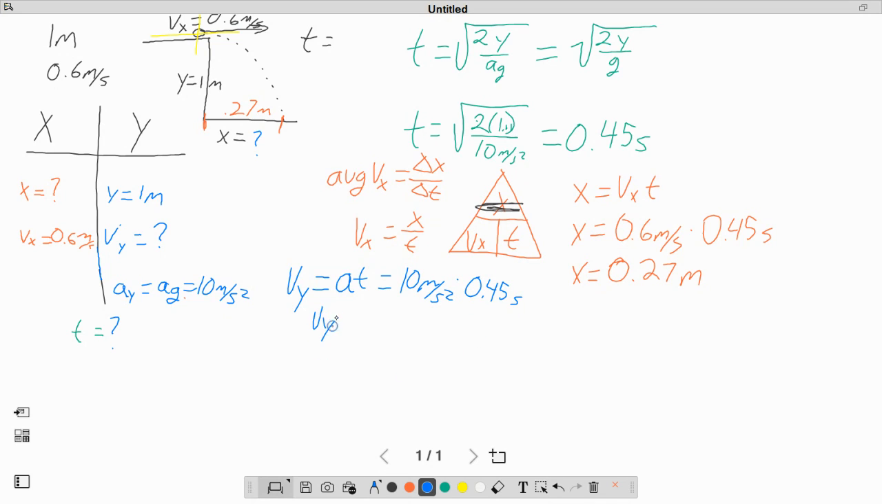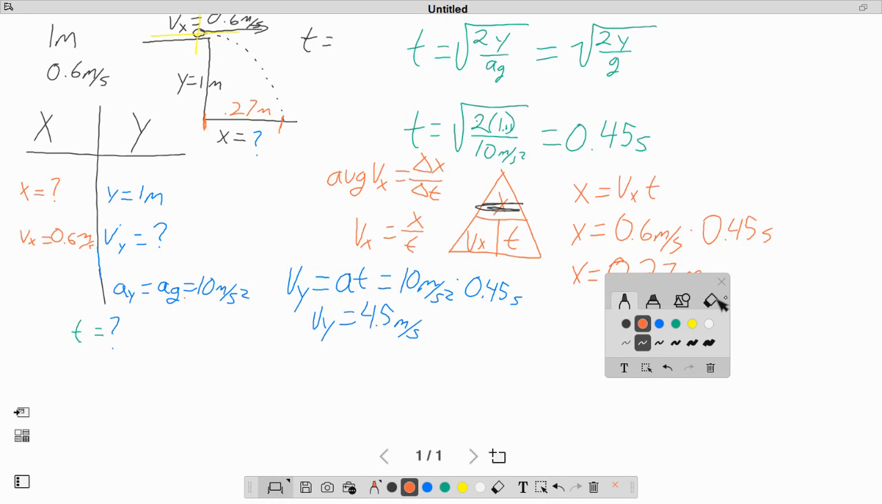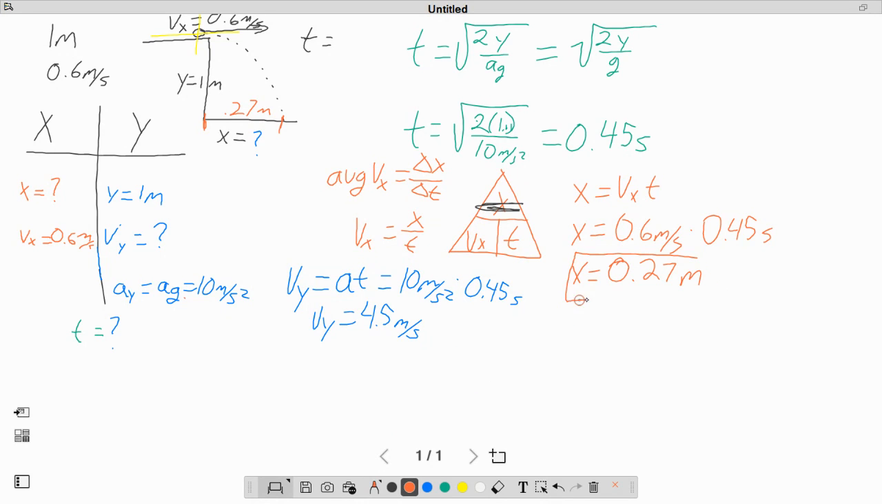And so vy would be 4.5 meters per second. Now, for this particular problem, it's just asking us to find the range, so that would be our answer. I just went through that extra step to give you an example of how to find the final velocity. But keep in mind, I can ask many different questions. I could give you the time and just ask for the range.